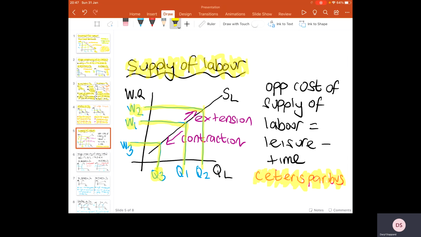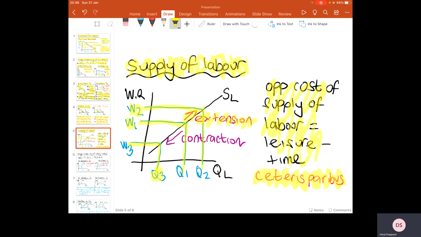Now, the reason why we're going to create these extensions and contractions is partly because of the opportunity cost of supplying your labour. So think about it logically. By going to work, you are sacrificing leisure time. That could be time spent in front of your computer, time watching Netflix, going out on your bike, or whatever you choose to do in your free time, less time with friends and family, etc. So the logic would be that when you supply your labour, you've got to be adequately compensated for that loss of leisure time.